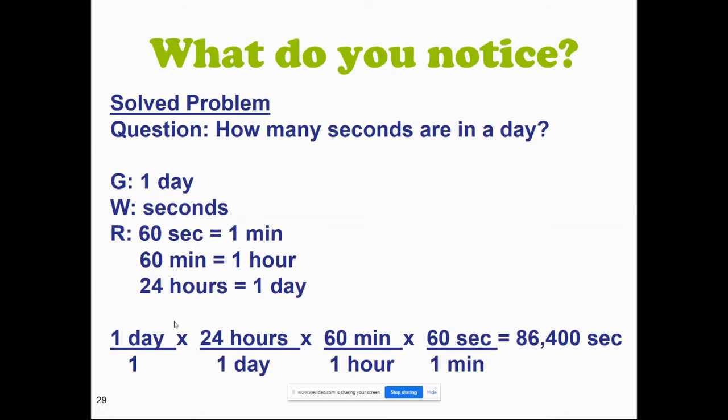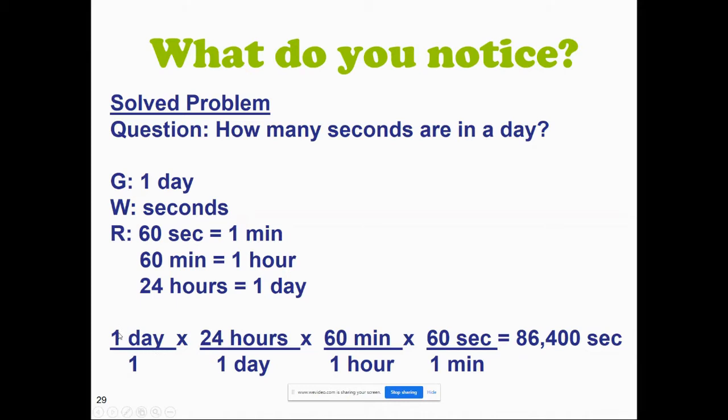Well, I personally don't know how many seconds are in a day. I don't know offhand, but I can convert there because I know other things about time. I know that one day contains 24 hours. I know that 1 hour contains 60 minutes. And I know that 1 minute contains 60 seconds. So I can use these 3 ratios to get me where I need to be. So if I were to solve this problem, the first thing I would do is write my given, as we did here. Given is 1 day. What we want is seconds, and these are our ratios.